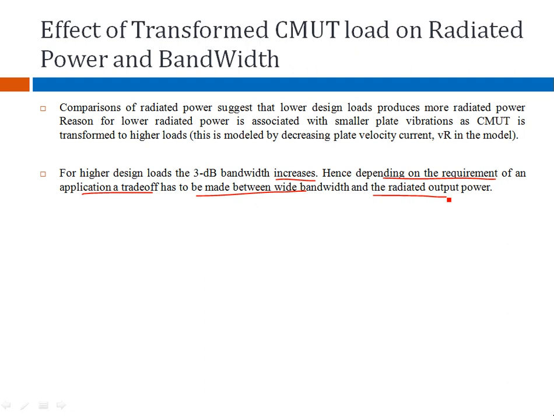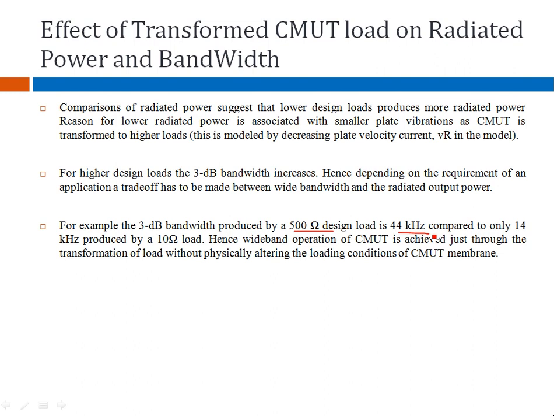For example, the 3 dB bandwidth produced by a 500 ohm load is 44 kilohertz, compared to 14 kilohertz by a 10 ohm load. So a wide bandwidth operation of the CMUT is achieved just through the transformation of load without physically altering the loading conditions of the CMUT membrane. You don't have to move the CMUT from one operating radiation medium to another ambient medium. It's just the transformation of the CMUT load, for which the Class E amplifier can be designed for low noise performance as well as wider bandwidth of operation.